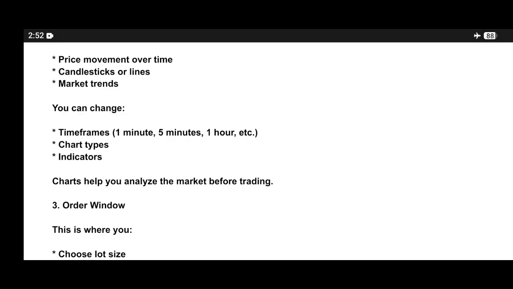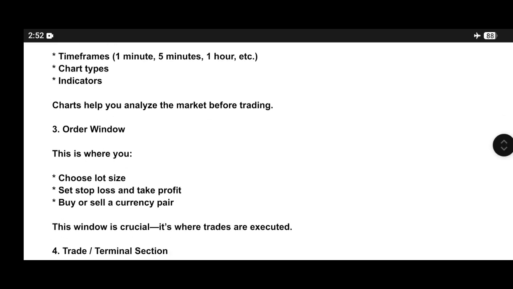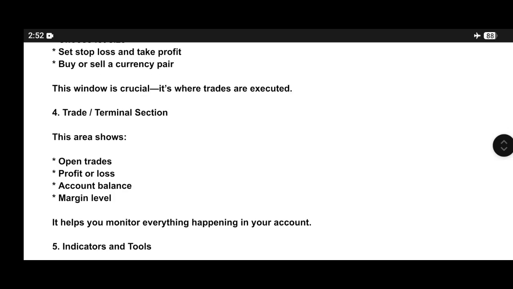Number three is the order window. This is where you choose your lot size, set your stop loss and take profit. Also, buy or sell a currency pair. This window is crucial. It is where trades are executed. Number four is the trade or terminal section. This area shows open trades, profit or loss, account balance, and margin level. It helps you monitor everything happening in your account.